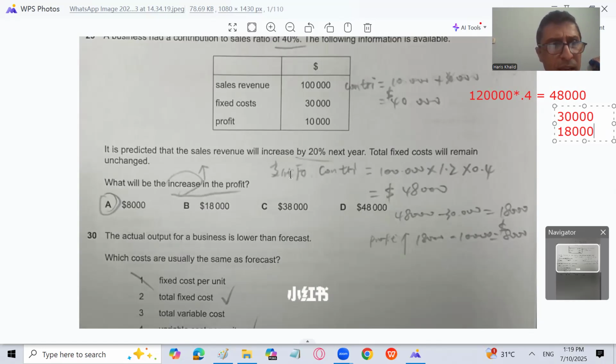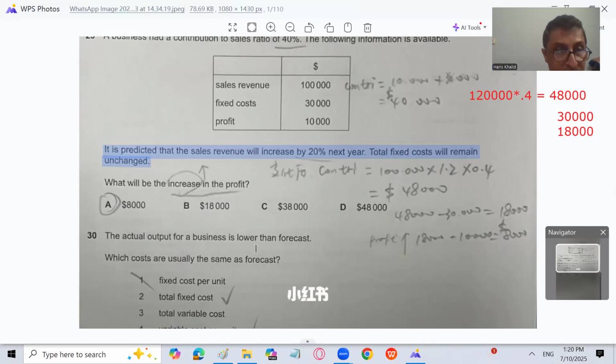Okay, I repeat again. It is predicted that the sales revenue will increase by 20% next year. Total fixed cost will remain unchanged. 10 plus 30, 40,000 is the contribution. And on the above, you see, here it is written. Just a minute. A business has a contribution to sales ratio of 40%. Okay, it is given that contribution to sales ratio is 40%. It is not changing. Sorry, I didn't see that earlier. So if the sales increase by 20%, it will become 120,000, and 1,20,000 into 0.4, 48,000 is now going to be the contribution. Minus fixed cost, which will not change. Profit is 18,000, an 8,000 increase.